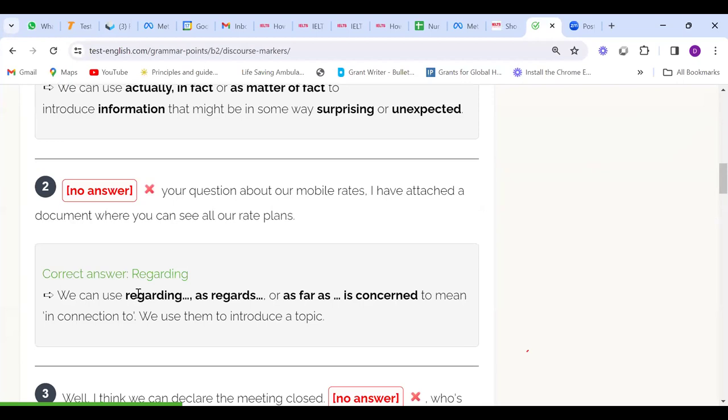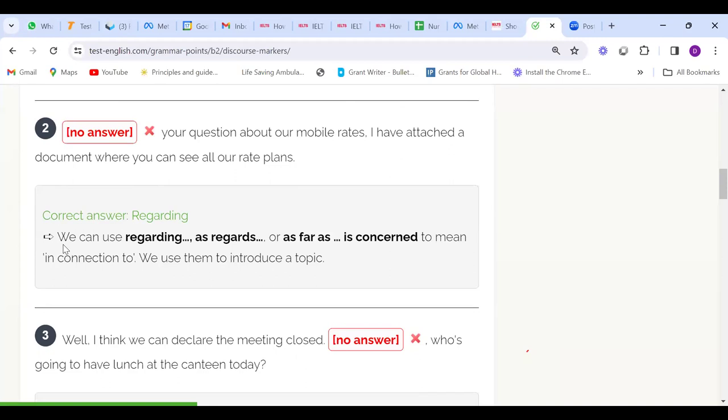Question two, dash, your question about our mobile rate. I have attached a document where you can see all our rate prices. And the correct answer is regarding. So regarding your question about our mobile rate, I have attached a document where you can see all our rate plans. Here they say, we can use regarding, as regards or as far as is concerned to mean in connection to. We use them to introduce a topic.